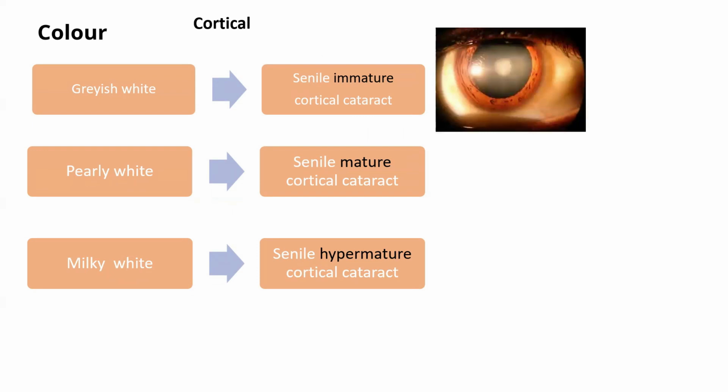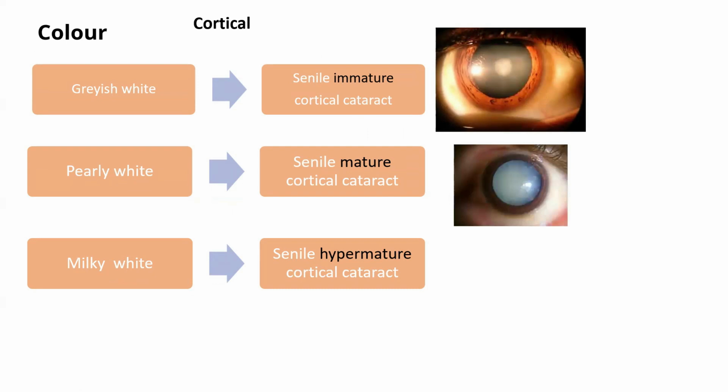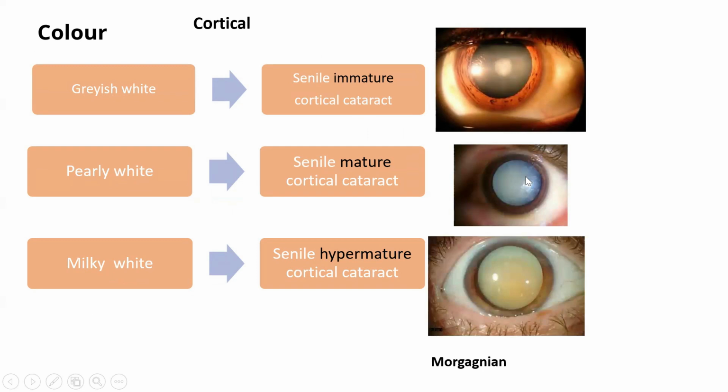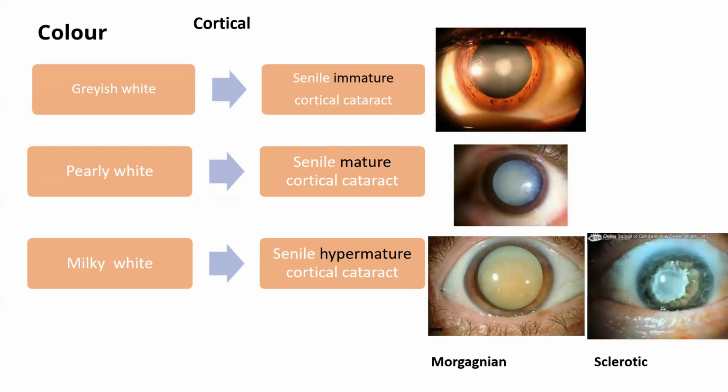So this is how you'll see. It is not clear, but you see a grayish white opacity. Pearly white in senile mature cataract. This is how you see it's pearly, like a pearl, right? In hypermature Morgagnian type, you see milky white in the upper part, and in the lower part you can see the sunken nucleus, which has its color depending upon the grade of the nucleus process, or it can be dirty white like in sclerotic, where you see dirty white cataract.